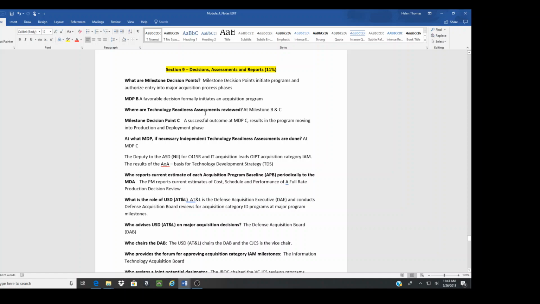So what are technology readiness assessments? Where are they reviewed? At milestone B and C. So technology readiness is reviewed at milestone B and C. Milestone decision C: a successful outcome of milestone C results in the program moving into full rate production. So you need to know when we move to full rate production: a successful milestone C.